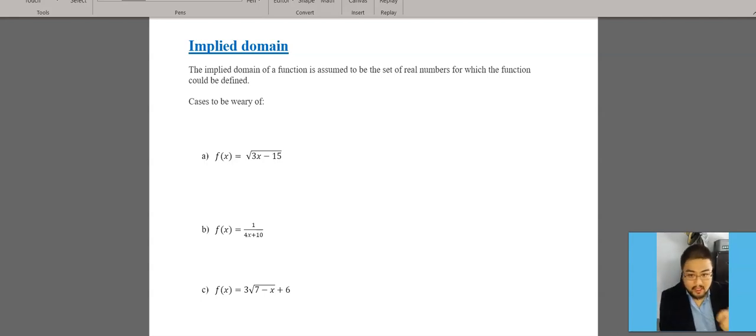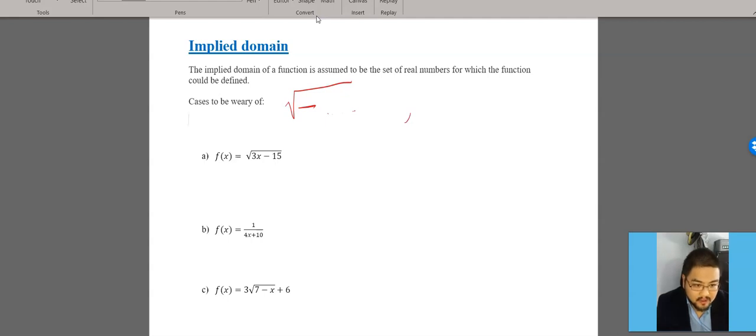Just going quickly over implied domain, we need to have a look at this because it does fall under the domain and range section. So the implied domain of a function is assumed to be the set of real numbers for which the function could be defined. So really, what you need to be careful with in the implied domain is cases like a negative square root.